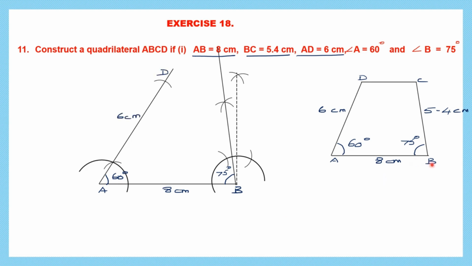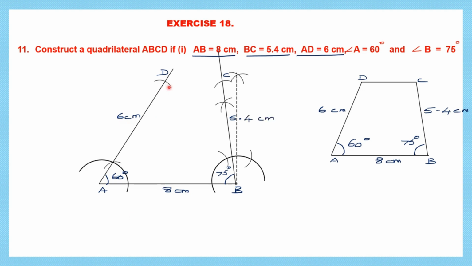Similarly, now we are going to get this line BC, which is 5.4 centimeters. So measure 5.4 centimeters on your compass. Place the needle at B. So let's place it at B. And on the 75-degree line, let's draw an arc. So we have an arc here. Let's mark that as C. So that is point C. And that BC is 5.4 centimeters. So we can write that 5.4 centimeters.